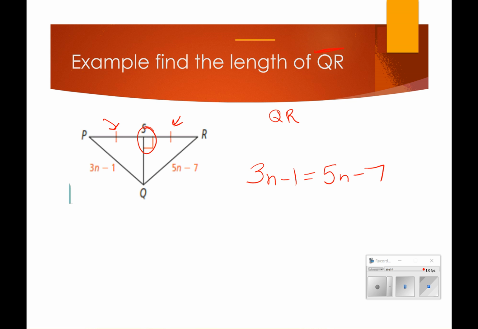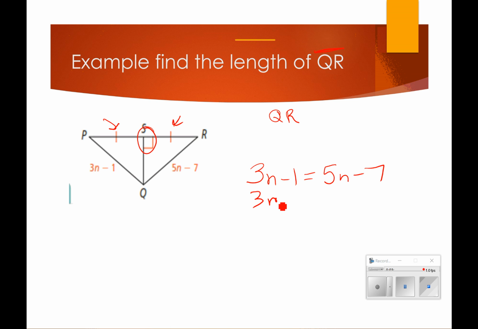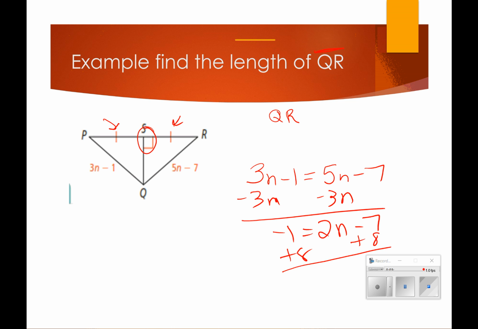You guys can go ahead and solve it if you want. You know how to do it. Pause it, or you can just watch me do it. All right, so we've got to subtract 3n from both sides, and when we subtract 3n from both sides, we're going to get -1 equals 2n minus 7. We're going to add 7. I'm jumping ahead. So that we get 6 equals 2n, and if I divide by 2, n equals 3.